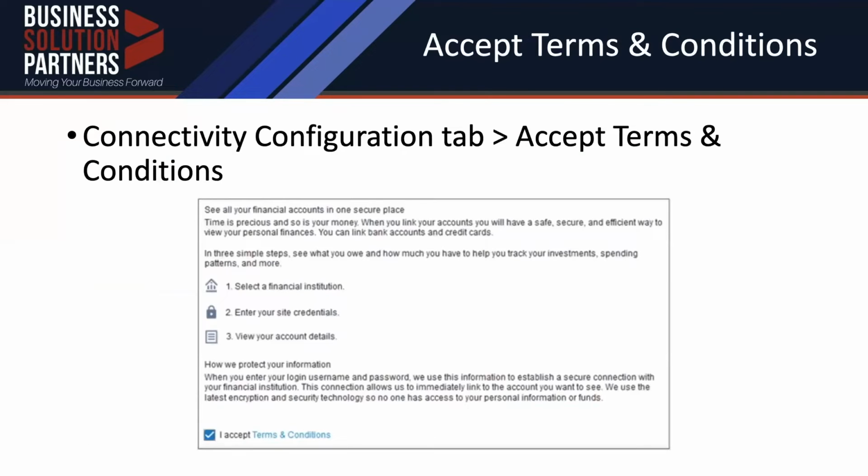So on the connectivity configuration subtab that was shown on that previous slide, you have the ability there to accept the terms and conditions. This is a screenshot of that terms and conditions message. So these 3 steps that are pointed out here really describe the rest of the process. You just need to search for your financial institution, enter the site credentials for logging in, for example, your Bank of America user ID and password, and then you'll just view your account details and confirm which accounts you want to actually link to the format profile.